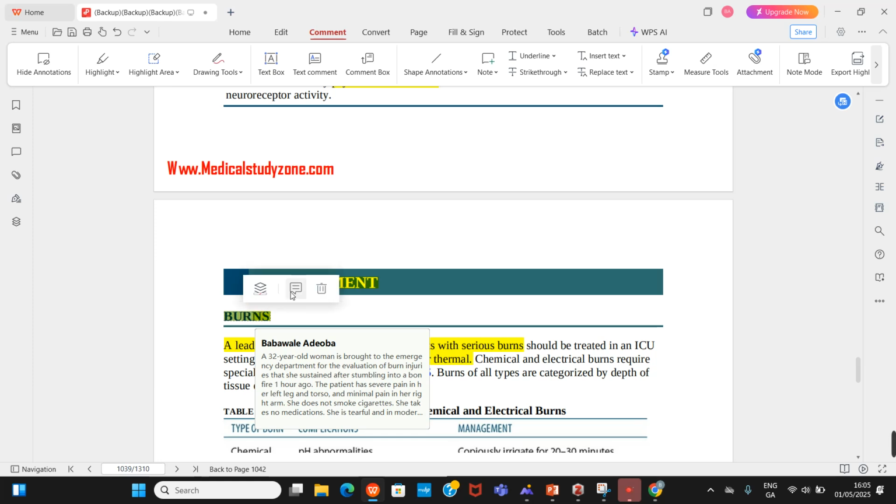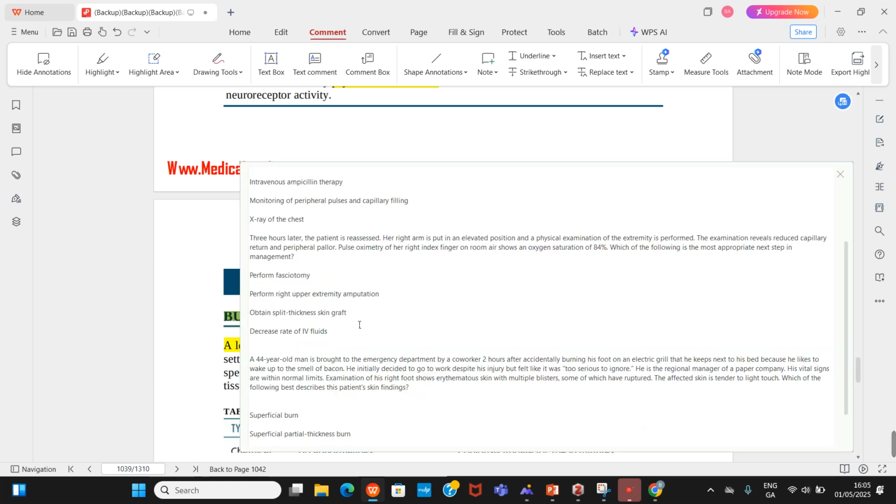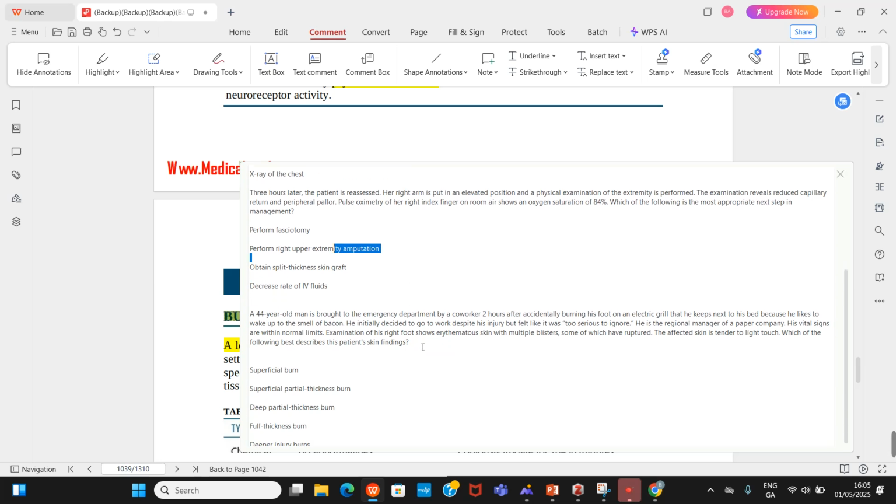So the best answer should have been escharotomy. If we see escharotomy in the options, pick that one first. But this could also be a feature of compartment syndrome, because you can see there's pallor, there's pulselessness, and the O2 sat is dropping. They didn't talk about pain though. But fasciotomy will be the best. You can't just jump to amputation like that, unless it's gangrene. That's when you want to amputate.